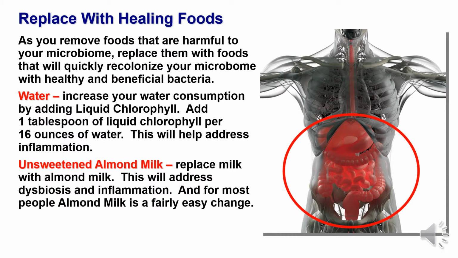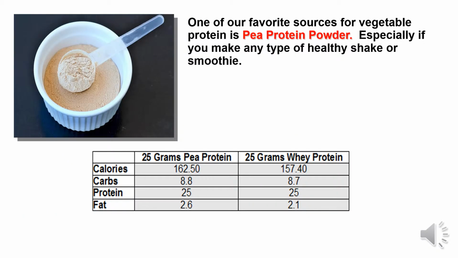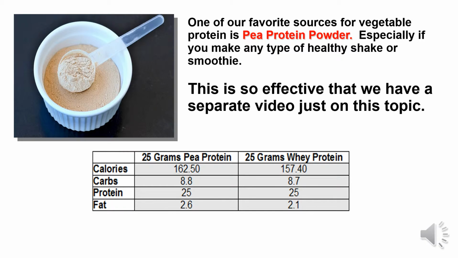Unsweetened almond milk. Replace milk with almond milk. This will address dysbiosis and inflammation. And for most people, almond milk is a fairly easy change. Vegetable protein. This will address dysbiosis and inflammation as well as help heal a leaky gut. One of our favorite sources for vegetable protein is pea protein powder, especially if you make any type of healthy shake or smoothie. This is so effective that we have a separate video just on this topic.